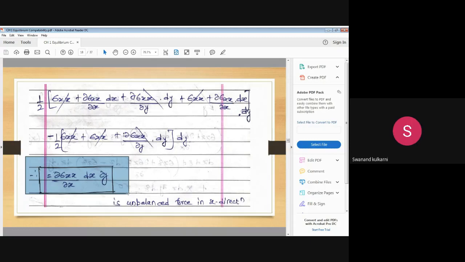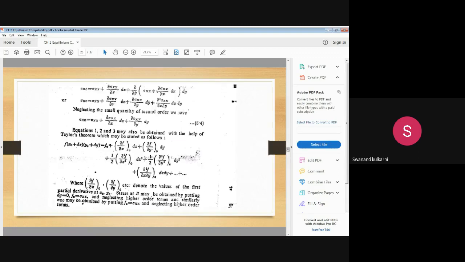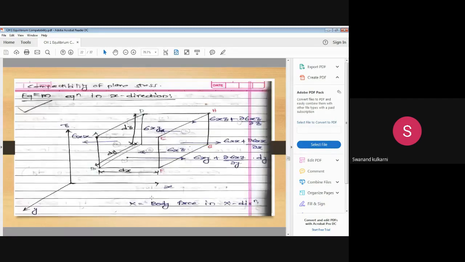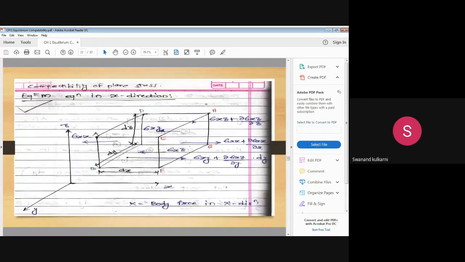ठीक आहे. So what is the unbalanced force in the x direction? एक्स डायरेक्शन अनबॅलन्स फोर्स किती आहे? Dou sigma xx upon dou x dx dy, that is the unbalanced force in the x direction. Is it okay? So here same thing we can see, that dou sigma xx upon dou x dx dy is the unbalanced force in the direction of x.